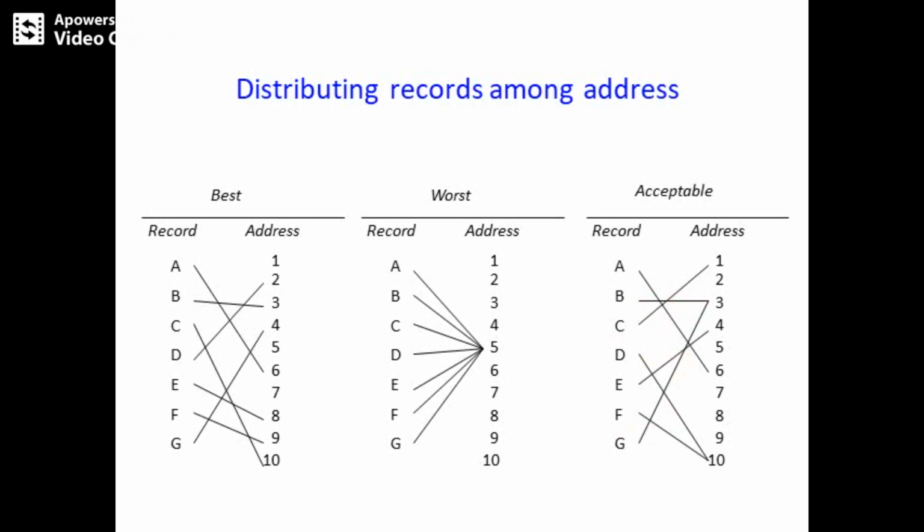Usually all our algorithms belong to this particular acceptable case, because if you hit the worst case, your algorithm is a failure, so your function is a failure. You have to try for the best so that you can get at least average performance. So these are the three different distribution methods. Next let us see what are the different hashing functions you have.